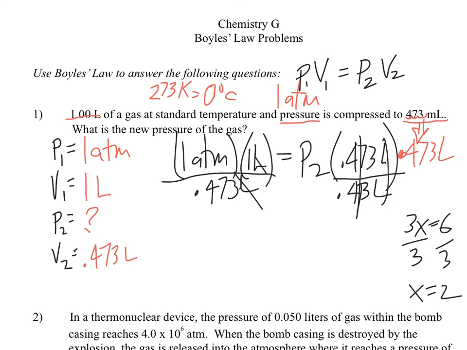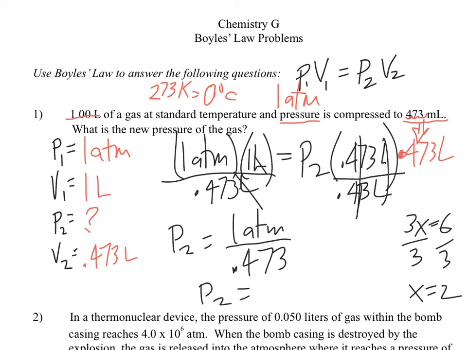And then I just do the math, and it says that P2 is equal to 1 atmosphere times the 1, I'm just going to leave it at 1 atmosphere, divided by 0.473. And when I do the math, my final pressure comes out to 2.1 atmospheres. And that is my final answer, as they would say on Who Wants to Be a Millionaire.